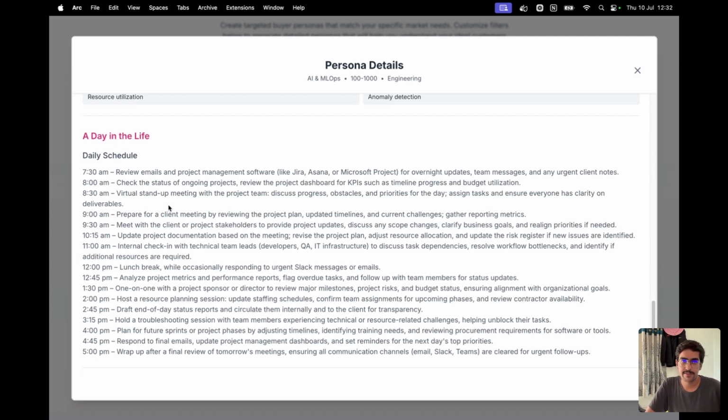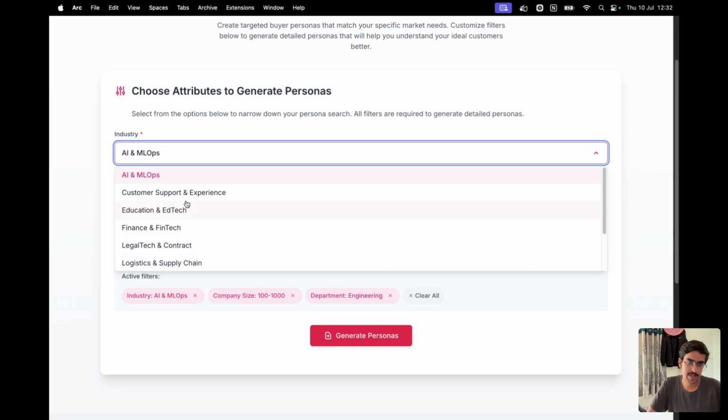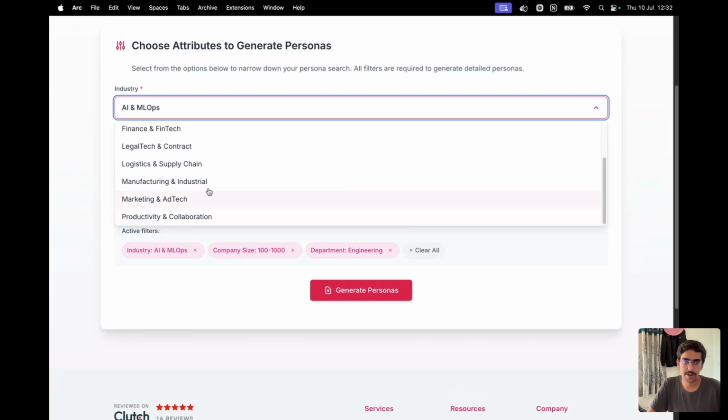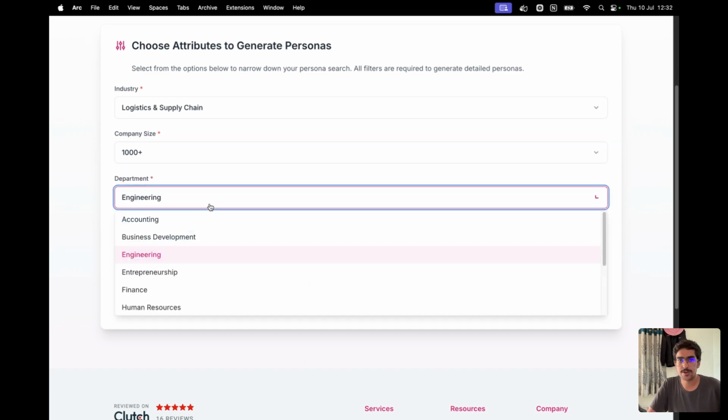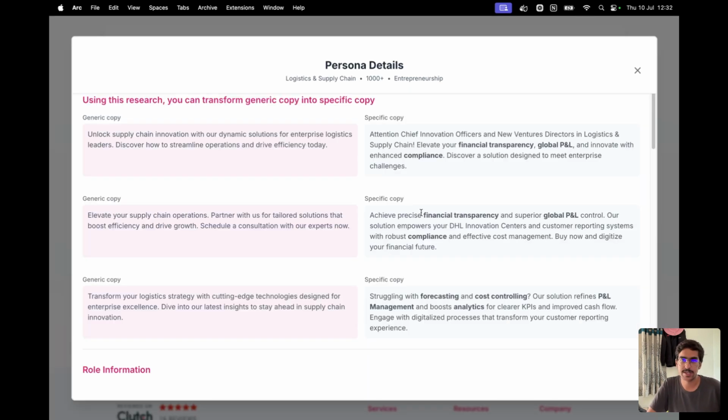A day in the life is also included below that, so you can look through it. You can understand what they do on a daily basis and try to understand their real needs and their real problems in normal days. You can feel free to play around with this as much as you want. Select as many things as you want and just go through different personas.